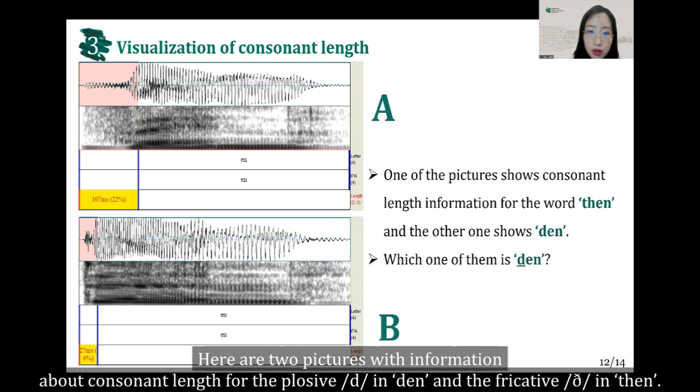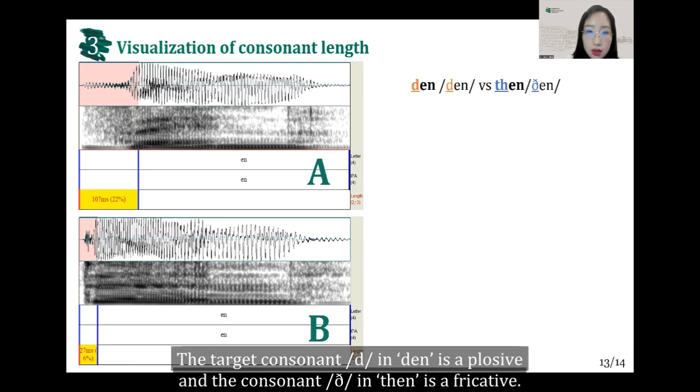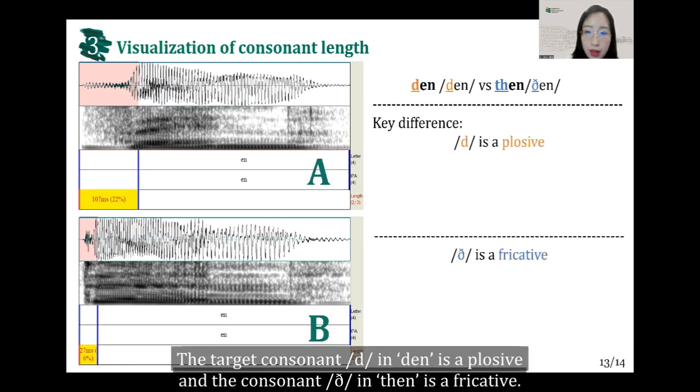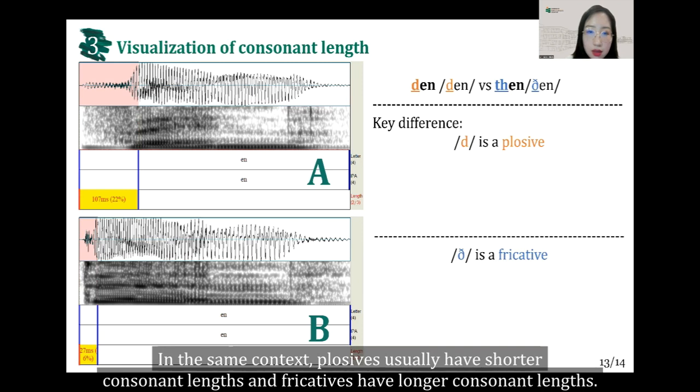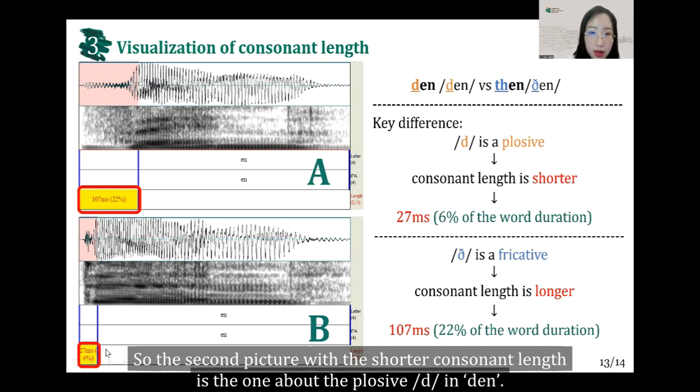Here are 2 pictures with information about consonant length for the plosive d in then and the fricative th in then. Please have a look and choose the one about the plosive d in then. The target consonant d in then is a plosive, and the consonant th in then is a fricative. In the same context, plosives usually have shorter consonant length, and fricatives have longer consonant length. So the second picture with the shorter consonant length is the one about the plosive d in then.